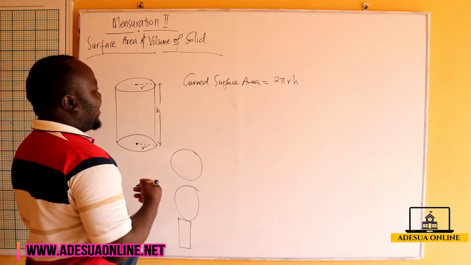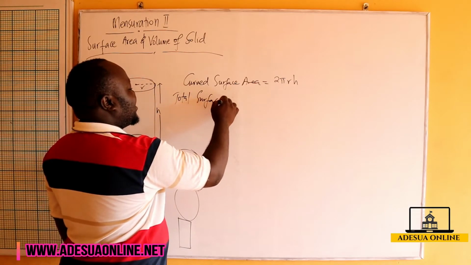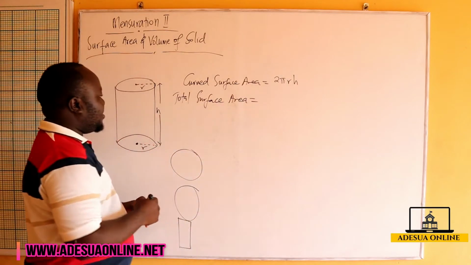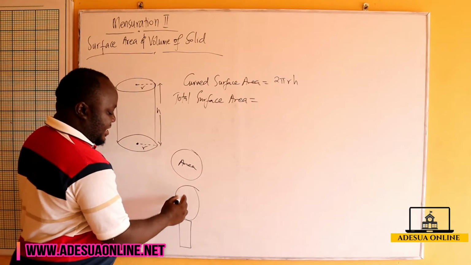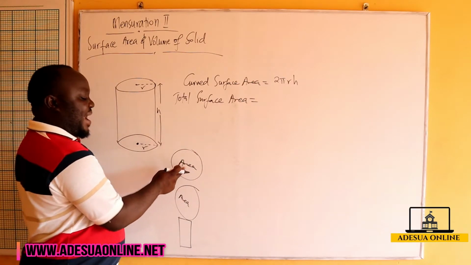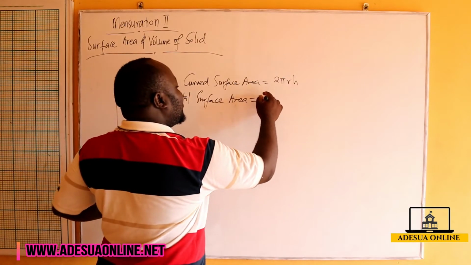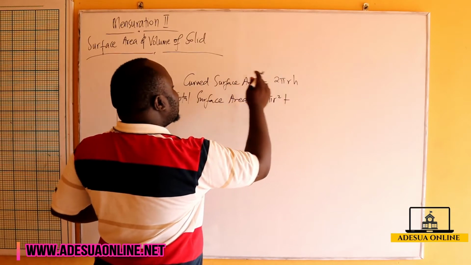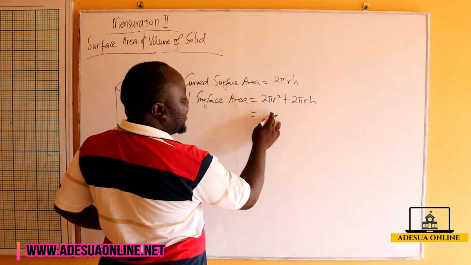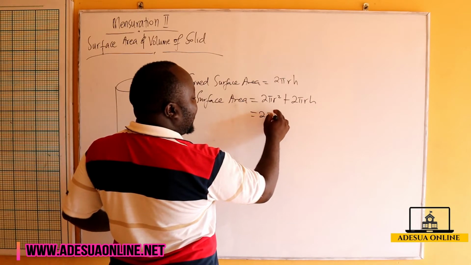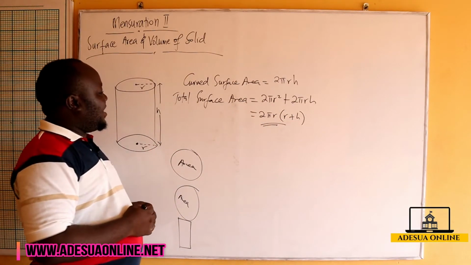Now, if we want to find the total surface area of the cylinder, it can be got from the area of this circle and the area of this second circle. So we have pi r squared for this, pi r squared for this. When we add them, we get 2 pi r squared. So we have 2 pi r squared plus the curved surface area, which is 2 pi r h. If we factorize out 2 pi r, we have r plus h. This is the total surface area of a cylinder.